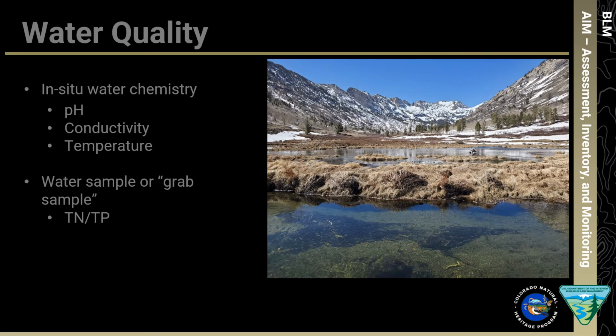There are two types of water quality methods described in the riparian and wetland AIM field protocol. The first method described is the in situ measurement of pH, specific conductance, and temperature. Second is the collection of a water sample or grab sample that will be sent for laboratory analysis of total nitrogen and total phosphorus, otherwise referred to as TNTP.